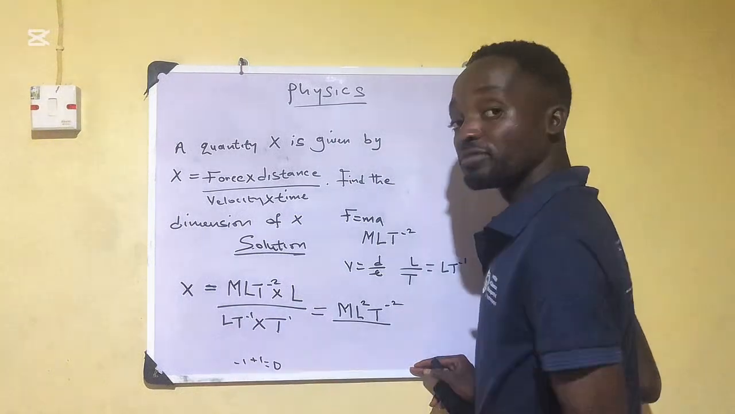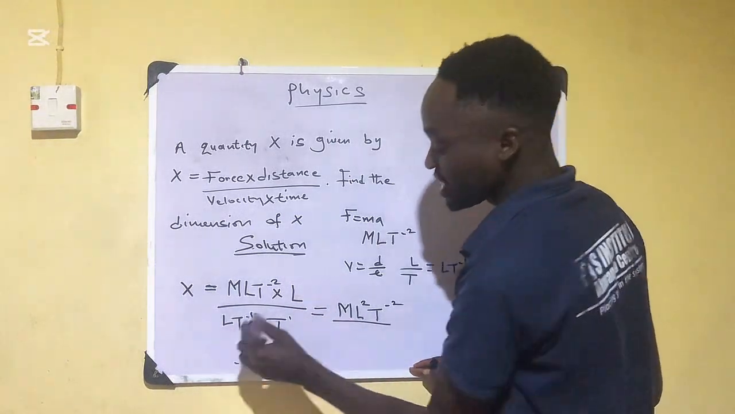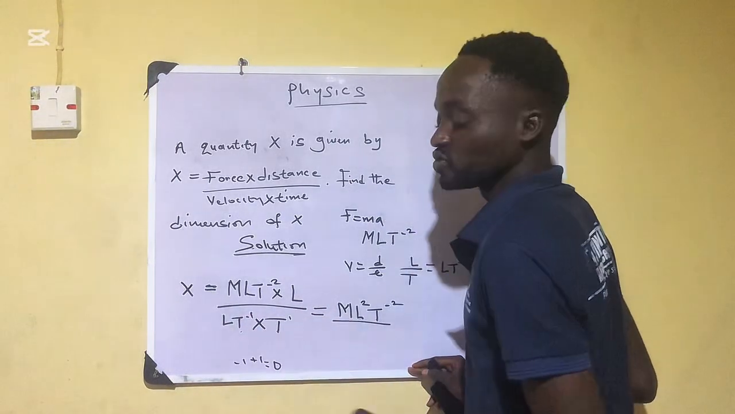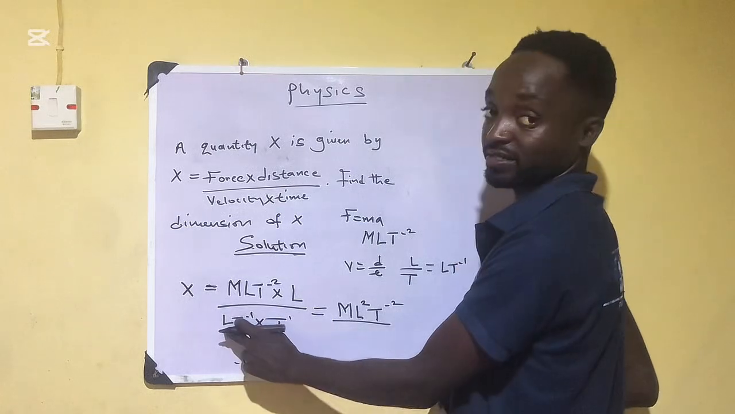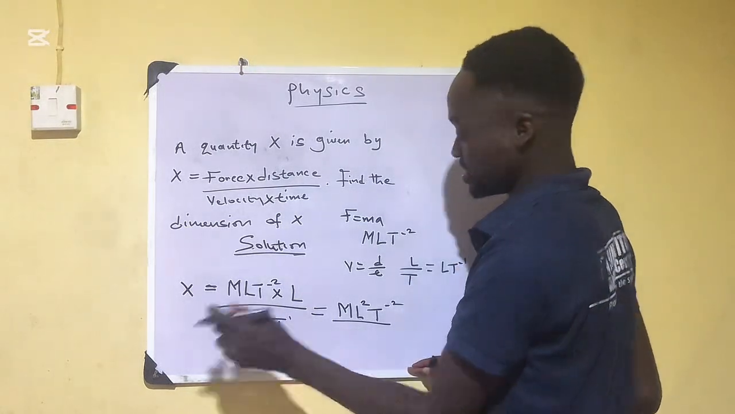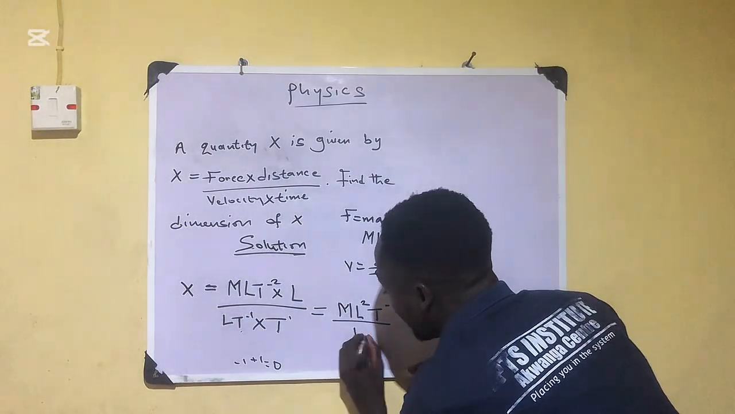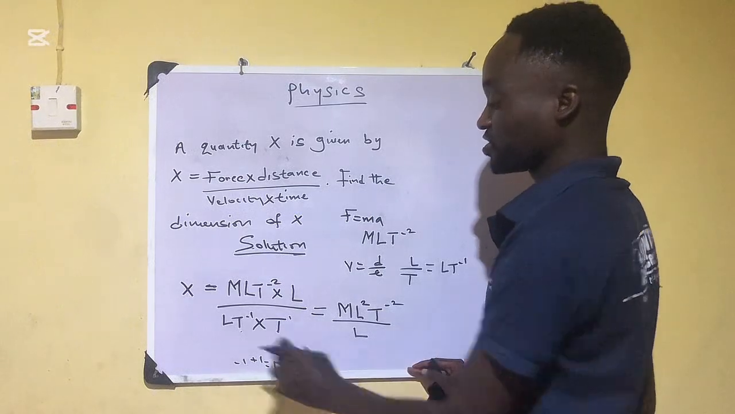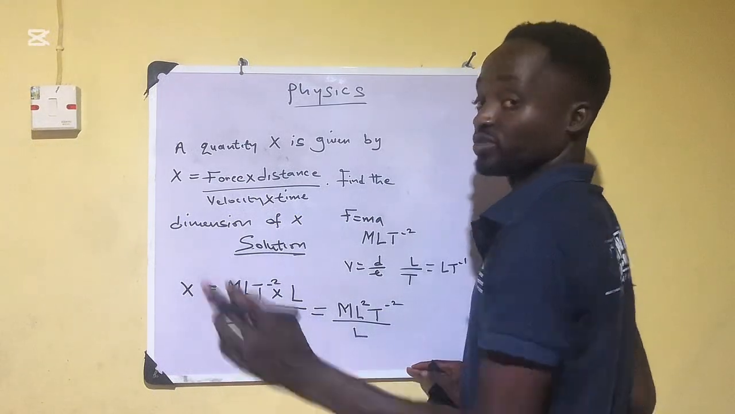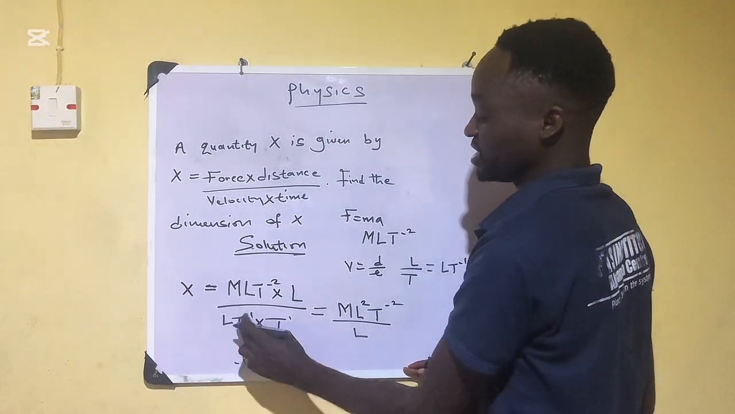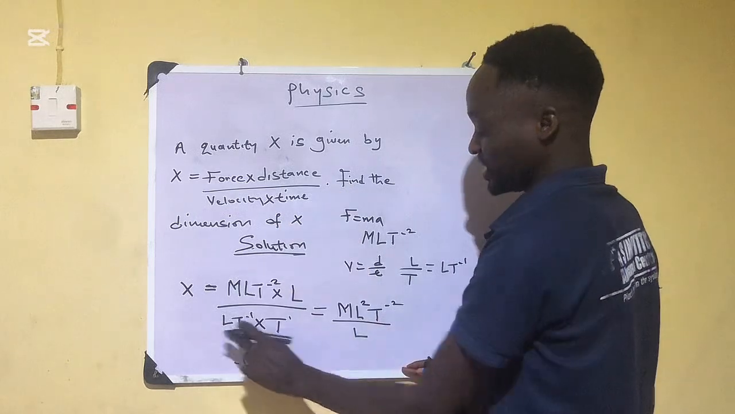And anything raised to the power of 0 is the same thing as 1. So that means this T and this T will go. What will remain here is only this L. Hope you understand? So I'll write only L here, because T times T is going to give me T to the power of 0, and T to the power of 0 is the same thing as 1, so I'm only left with L here.